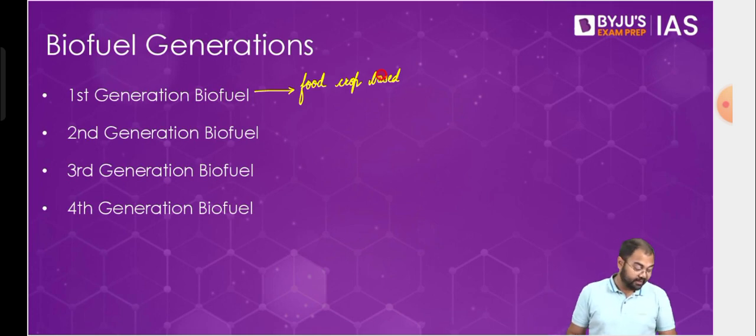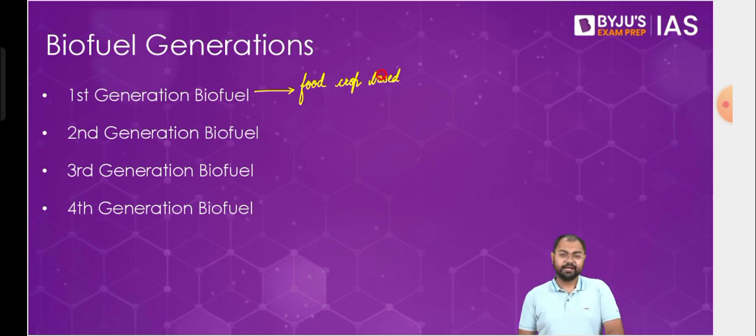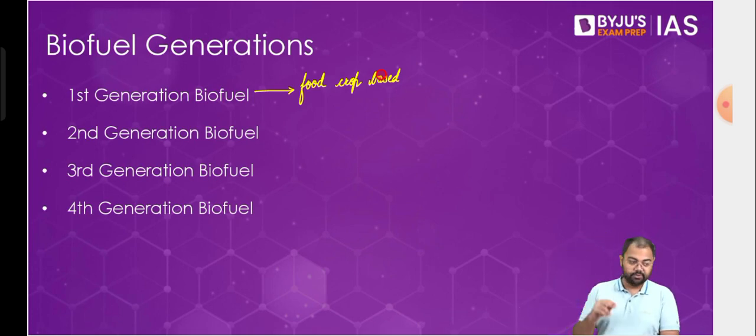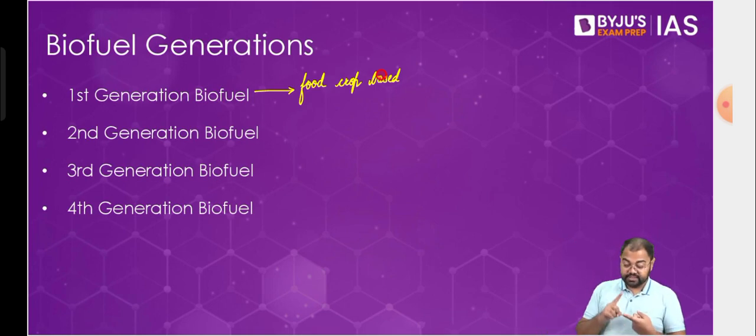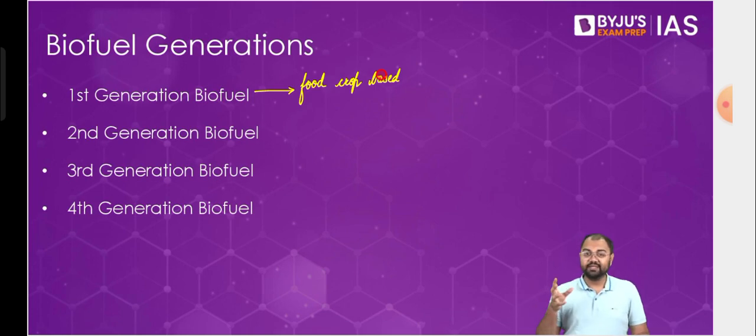Now, when we say food crop based, it means that the source for first generation biofuel is some kind of food crop. It could be any one of the vegetable oils, it could be sugarcane, it could be corn, it could be soybean, it could be many others like this. These will be food crops which are good sources of carbohydrates. So that's the first generation.